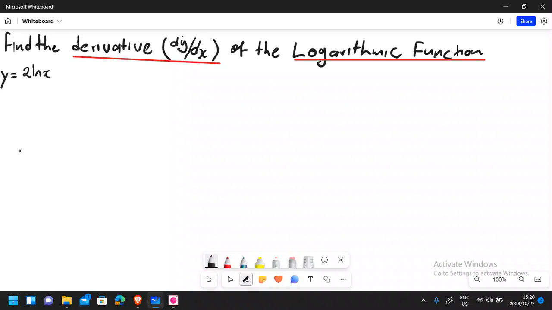Alright guys, if you're returning, you remember you can pause and try to solve this problem here, and let's see if your answer is gonna be the same.